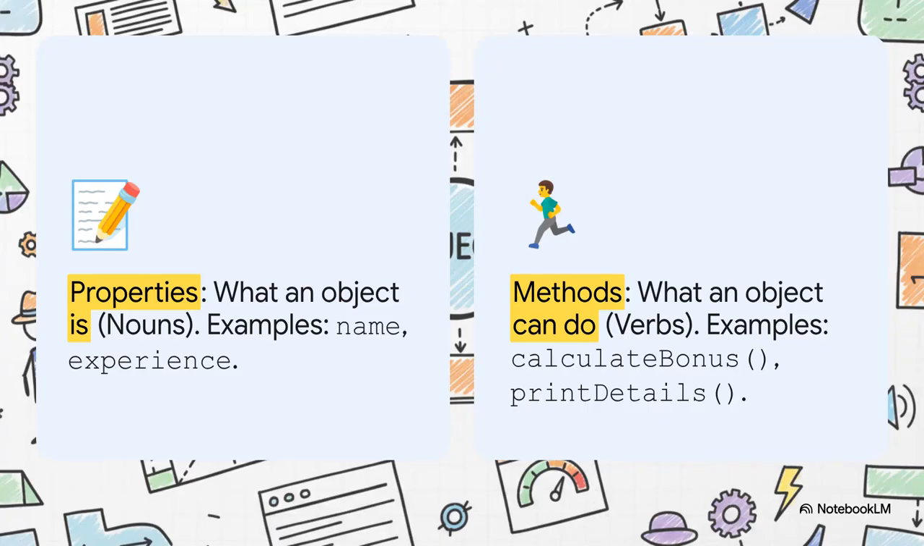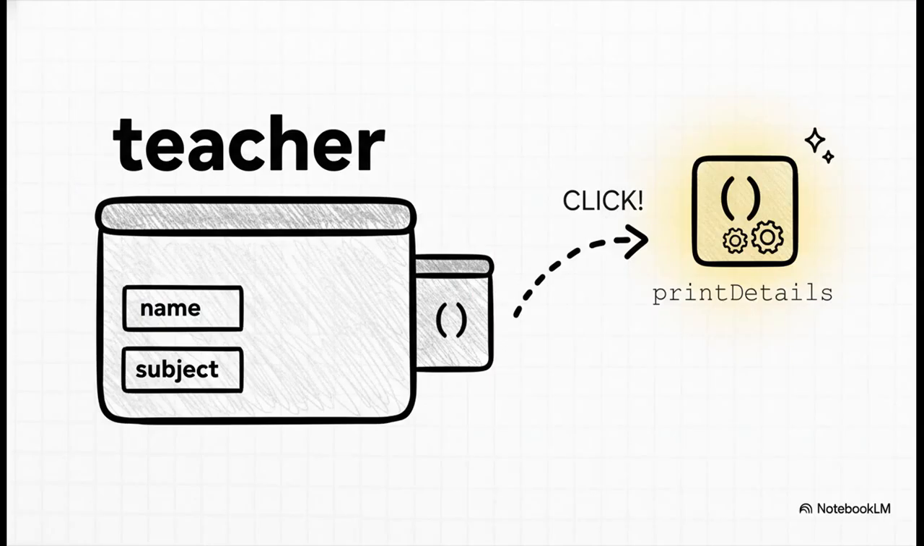This chart breaks it down perfectly. An object really has two main parts. You've got properties, those are the nouns. They describe what the object is, like its name or its experience level. And then you have methods, those are the verbs. They define what an object can do, like calculate a bonus or print its own details. And this is where it gets really fun. We can literally attach functions directly to our objects. So here, by adding this print details function to our teacher, it's not just a generic function anymore. It's now a method. It's a specific action that this teacher object now knows how to do, all by itself.